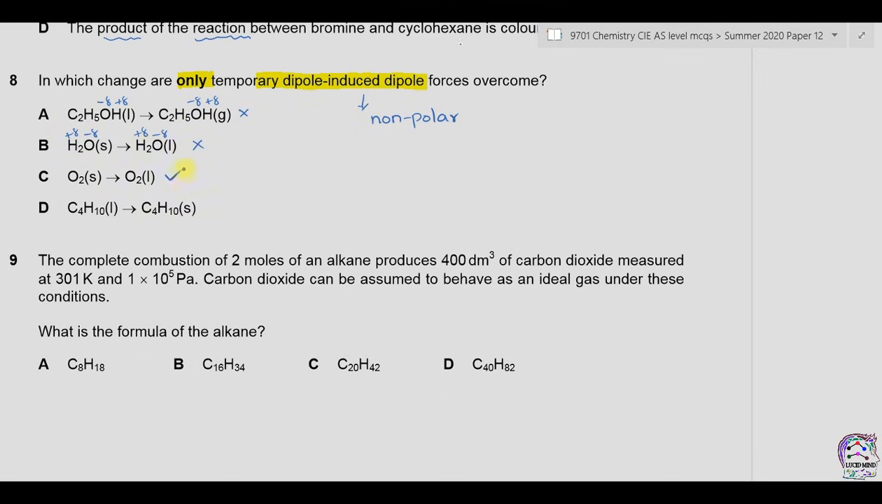Oxygen is nonpolar because it's a diatomic molecule and there are no opposite charges. C4H10 is also nonpolar because there is not much electronegativity difference between carbon and hydrogen. So therefore it could be C or D. Now the question says in which change are only temporary dipole-induced dipole forces overcome? As oxygen is converting from solid to liquid form, the forces are being overcome. While the alkane is converting from liquid to solid form, the forces are not overcome. Actually there are more forces of attraction. So the only possible option is C.